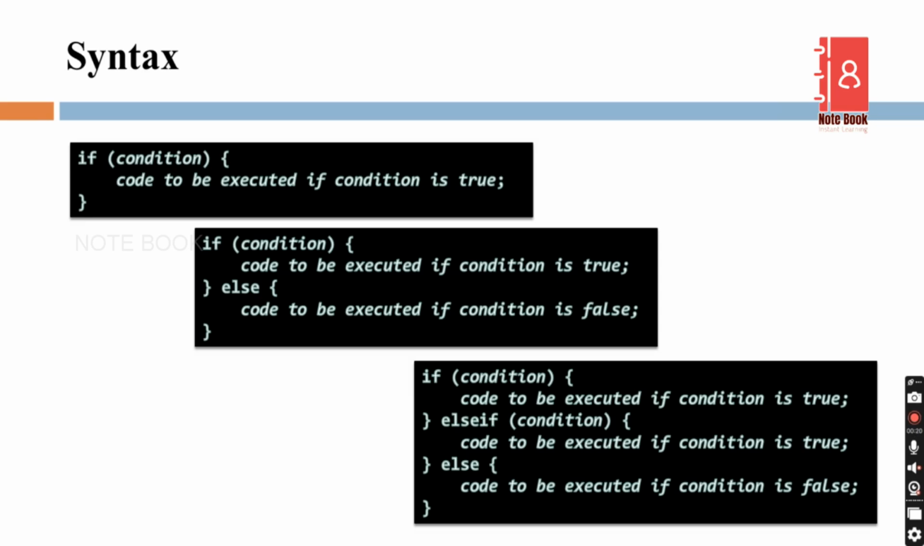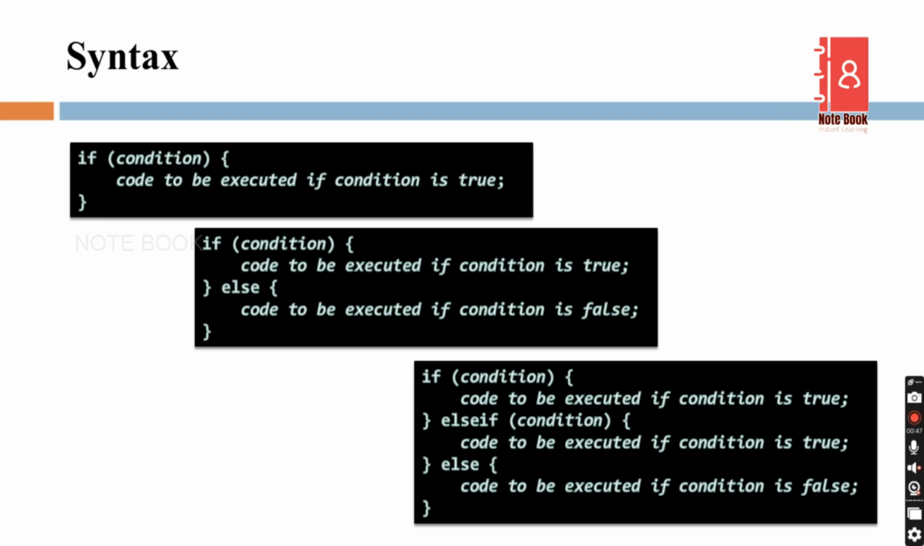The syntax for the if statement: simple if condition, then the code block, code to be executed if the condition is true. This is a simple if statement. Comes to the if else statement. If, in brackets, condition, then inside the code block is the code to be executed if the condition is true. Else, the code to be executed if the condition is false.